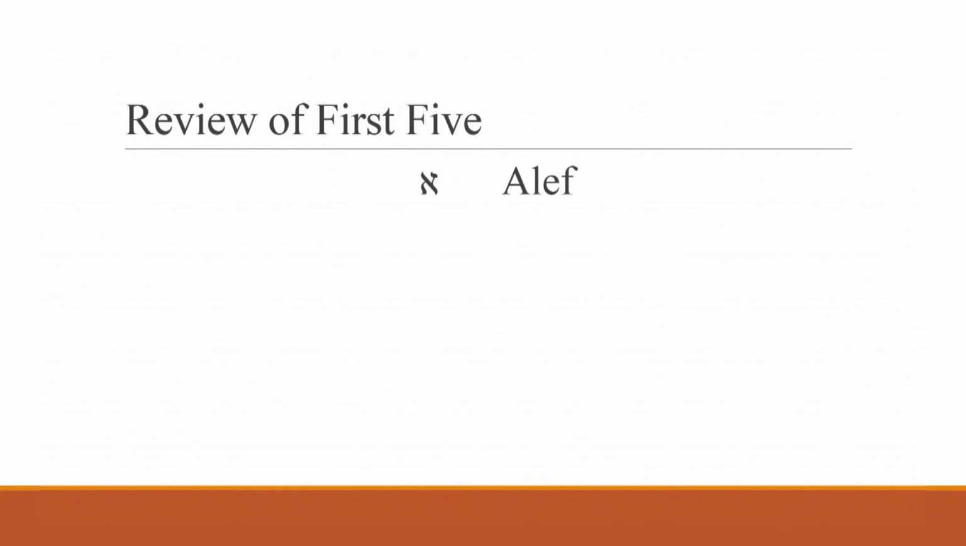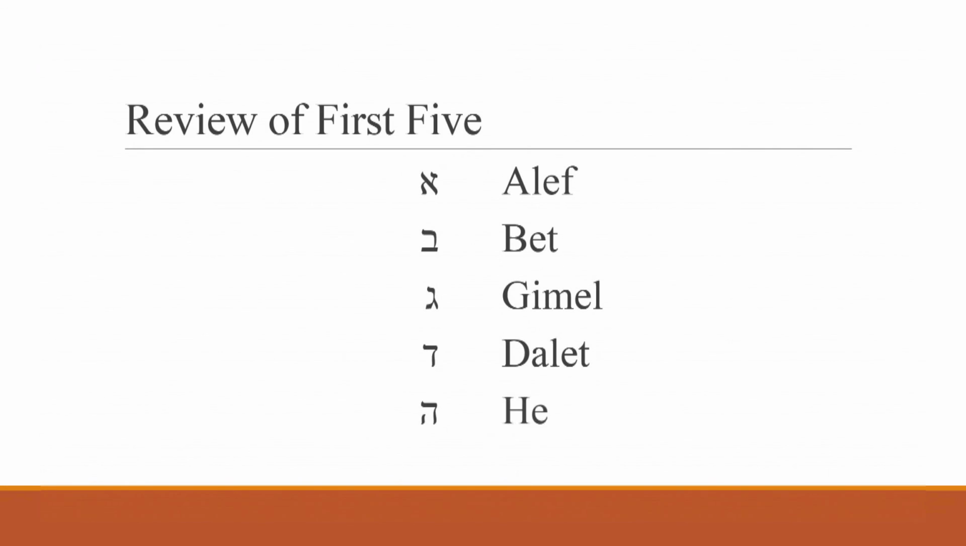All right, let's review the alphabetical order of the first 5 letters. Aleph, Bet, Gimel, Dalet, He. Let's go on to the second 5.